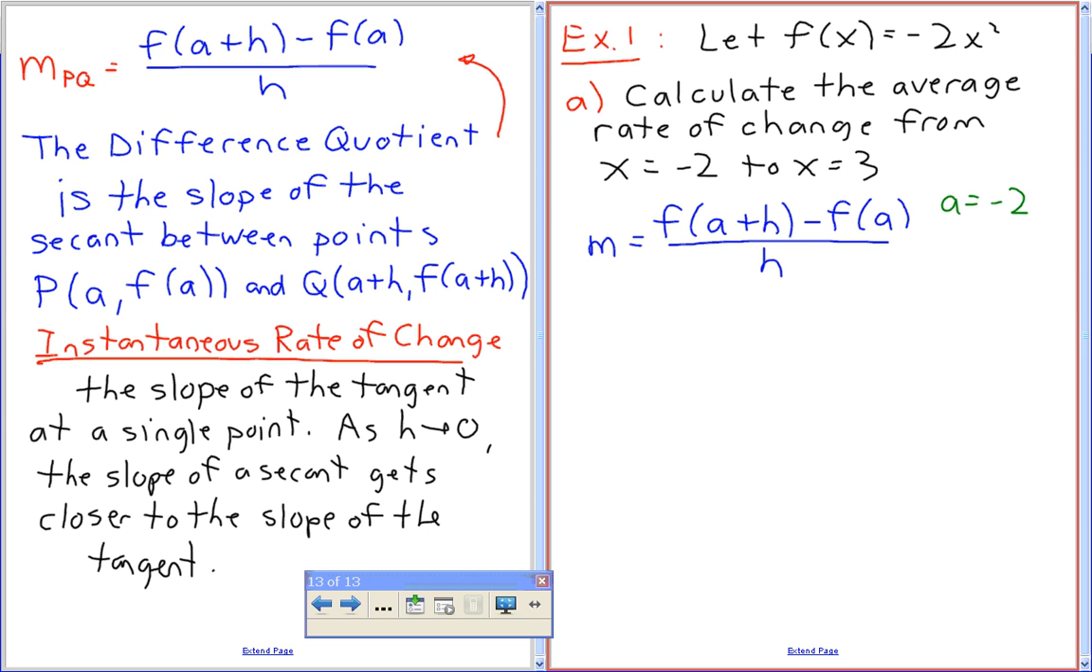Here's the hard part. Do you have broad shoulders? John's got the broadest shoulders in town. John, what is H going to be? H is going to be the difference between negative 2 and 3. Good. So it's going to be what then? 5.